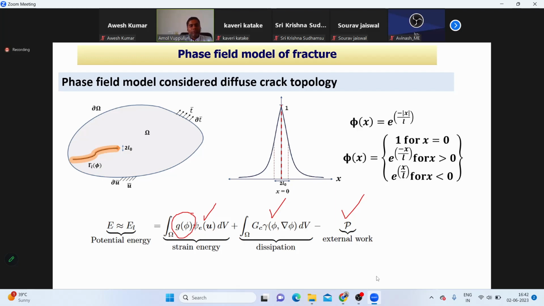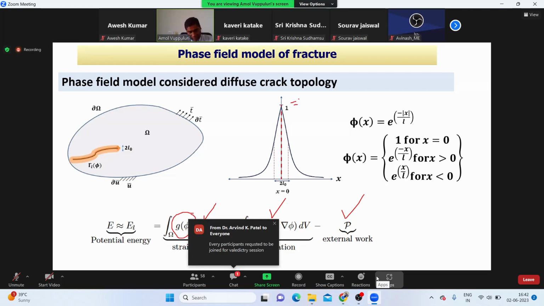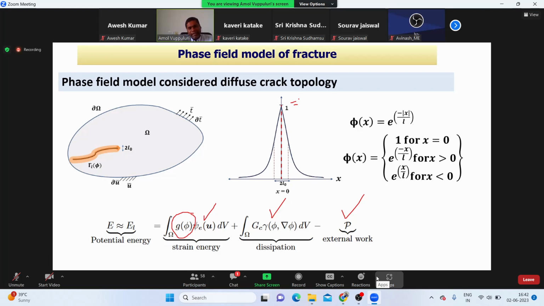Okay. So where there is a complete degradation, where phi is equal to 1, your G(phi) takes the value of 0, because there is a complete crack, there is no material there. On the other hand, where your phi is equal to 0, where material is completely intact, your G(phi) will take the value of 1. Any damage between 0 and 1 has to be introduced in the strain energy computation. Okay.